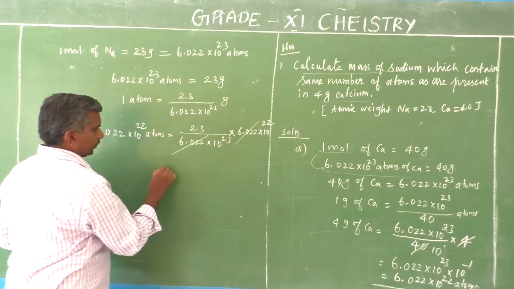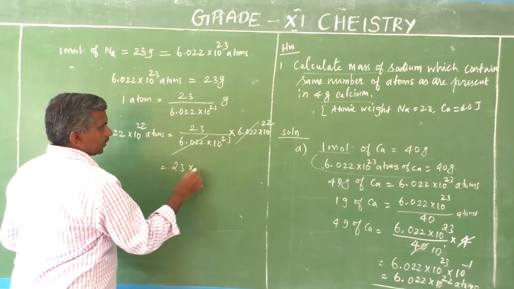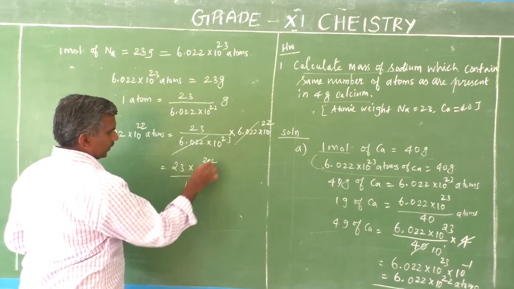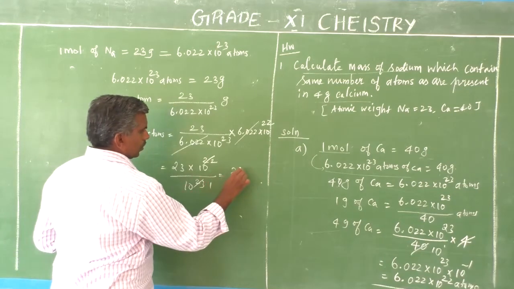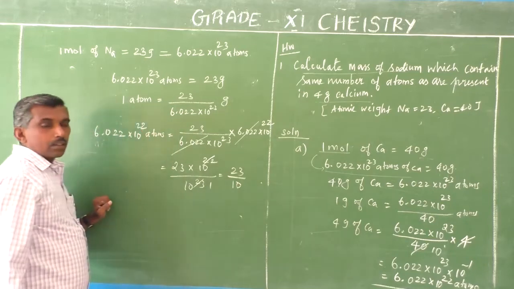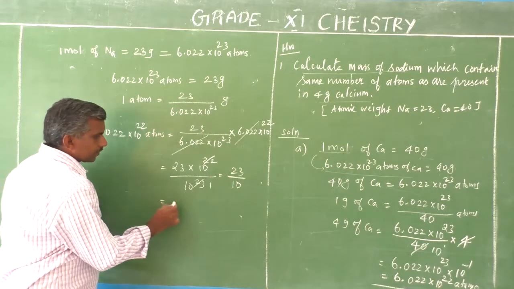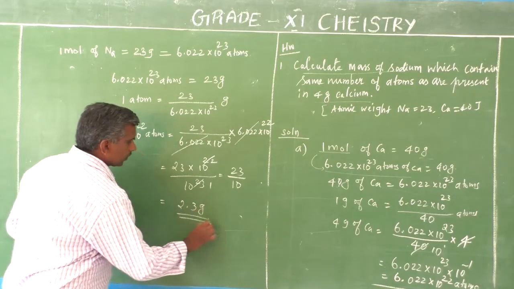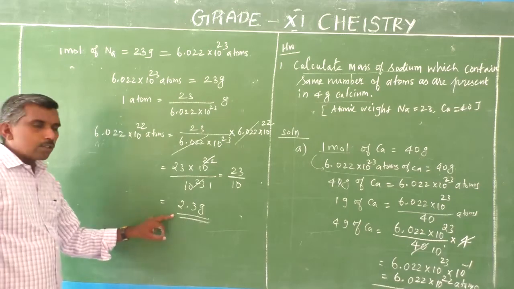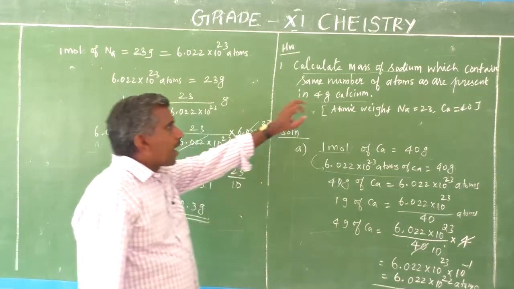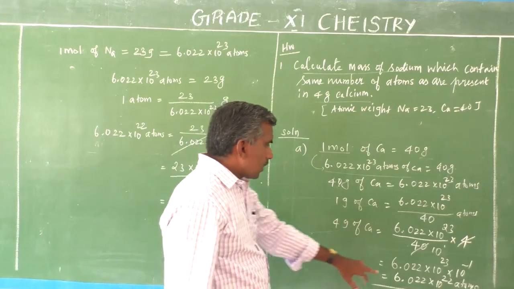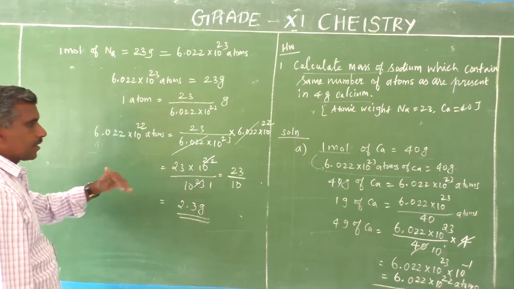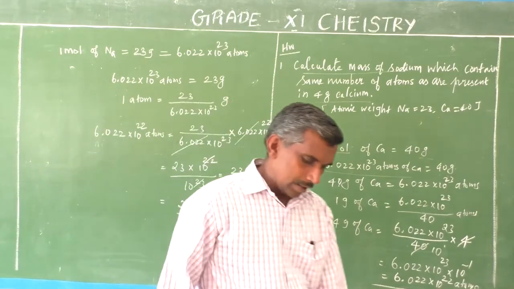That is 23 × 10^22 by 10^23. Cancelling, that is 23 by 10, which is 2.3 gram. So 2.3 gram is the mass of sodium equal to 6.02 × 10^22 atoms of calcium. That is the answer.